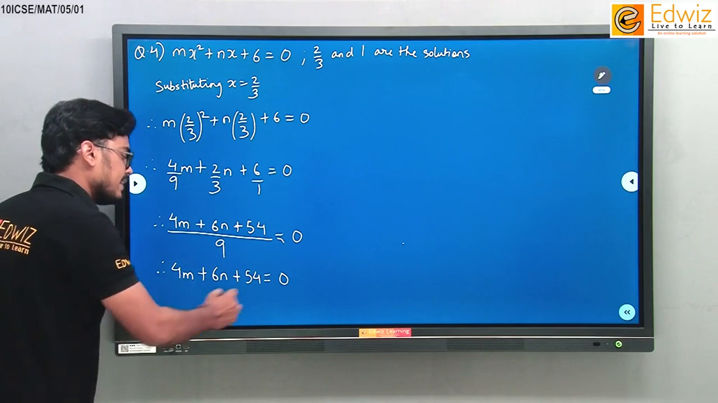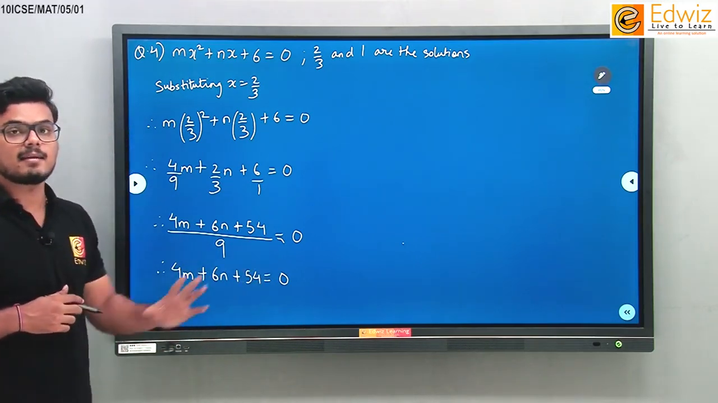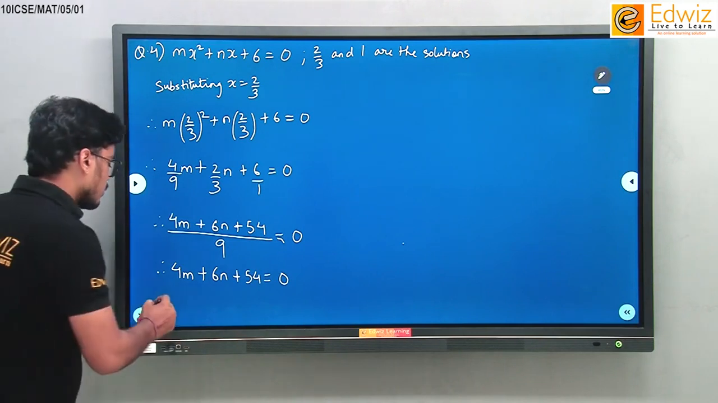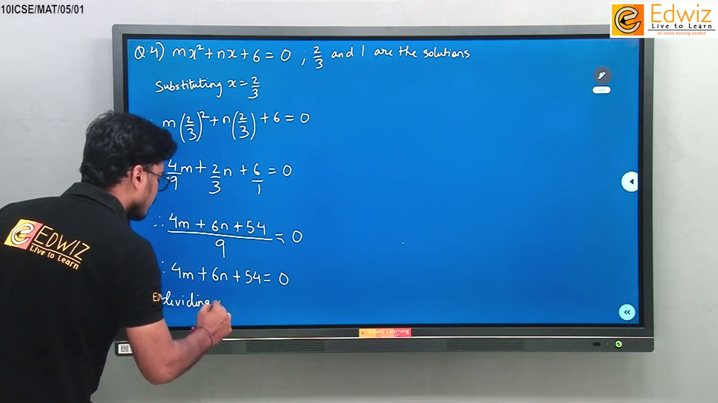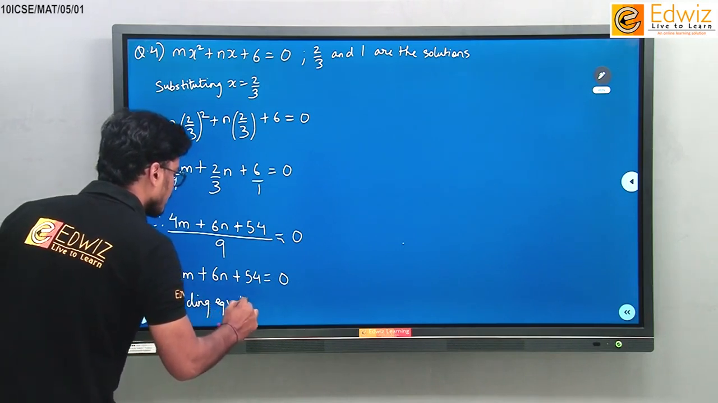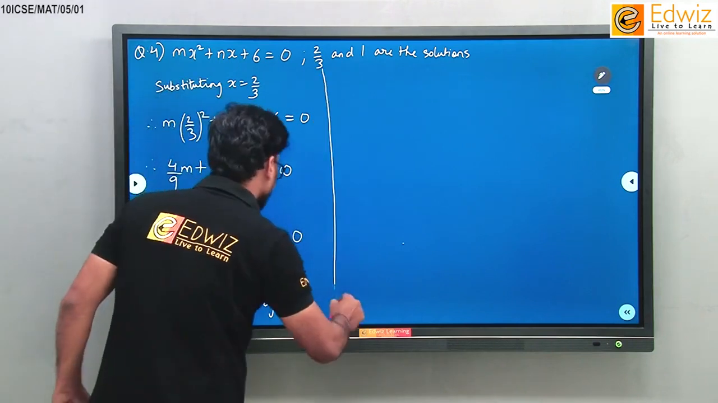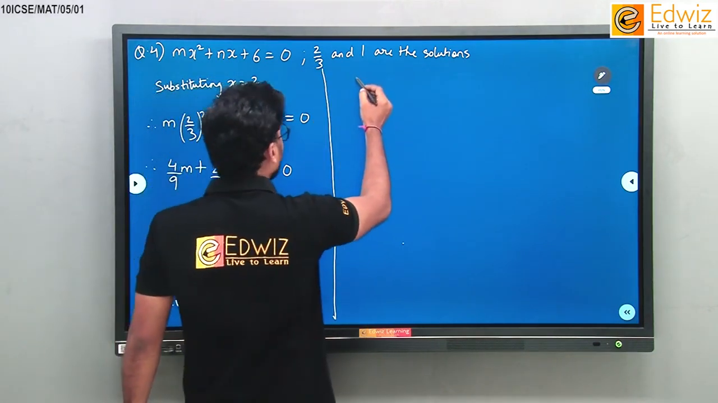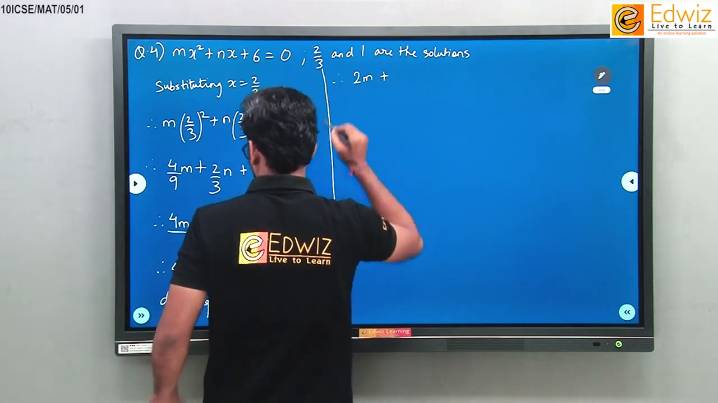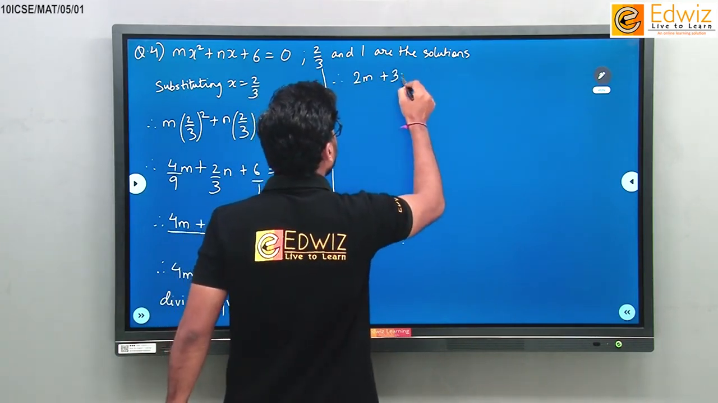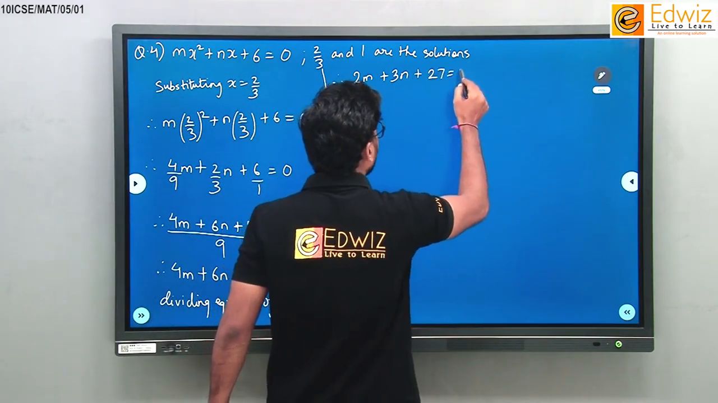Now this entire equation is divisible by 2. We can eliminate that. Divide it by 2. So dividing the equation by 2, what will this equation now become? If we divide it by 2, 4m will become 2m, 6n will become 3n and 54 will become 27.